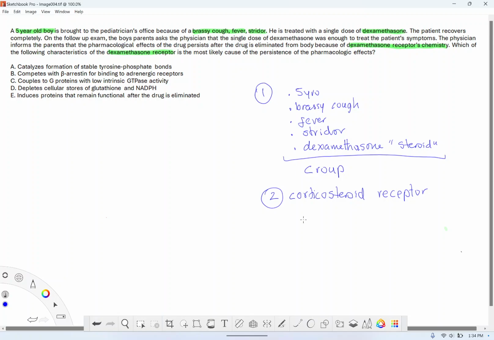Number one, the corticosteroid receptor is a cytoplasmic receptor. It's not a cell surface receptor, and it's not a nuclear receptor. Cytoplasmic receptor. And the corticosteroid receptor has about 3 areas or 3 domains. Let's identify these domains.